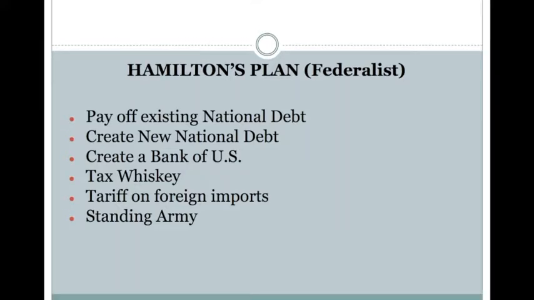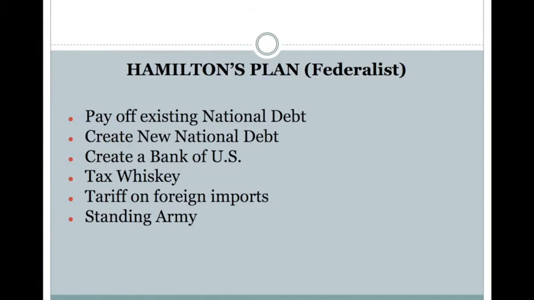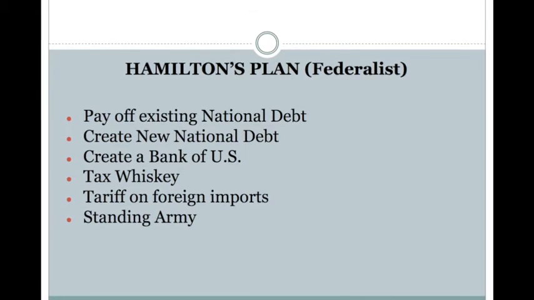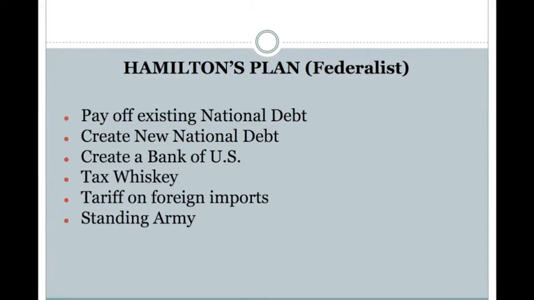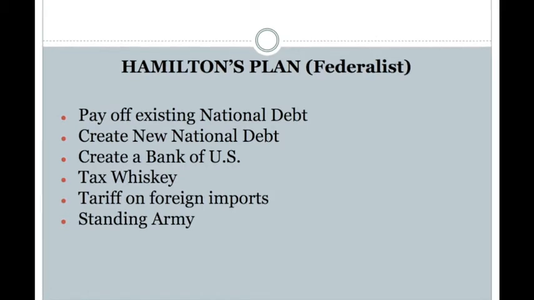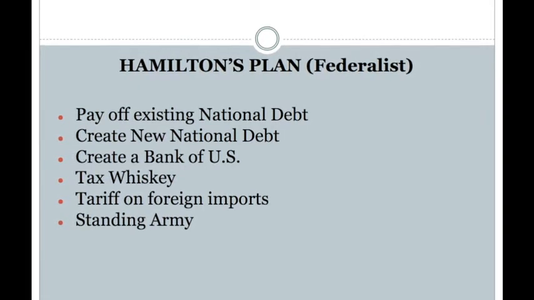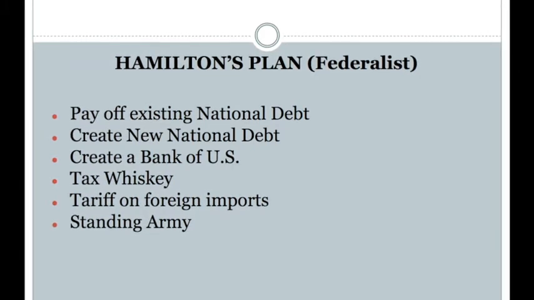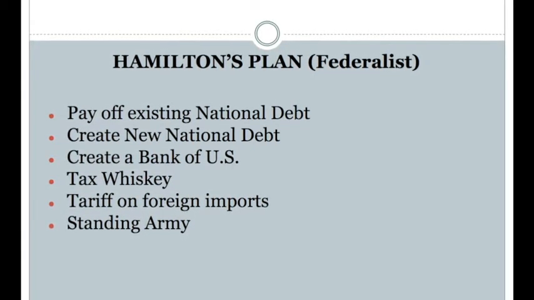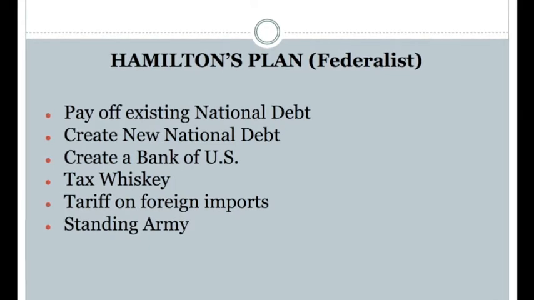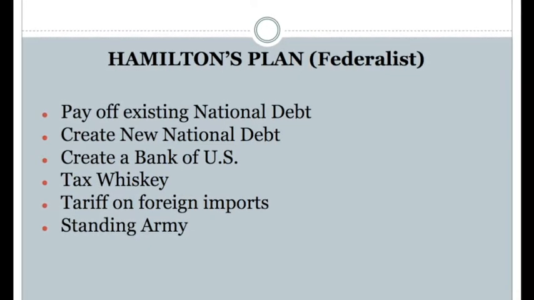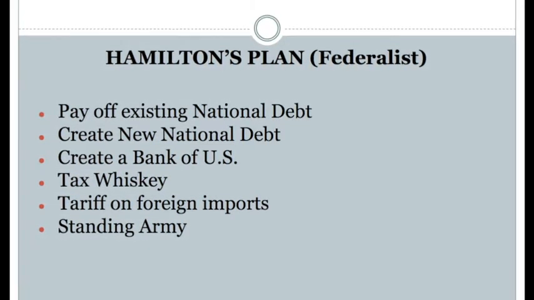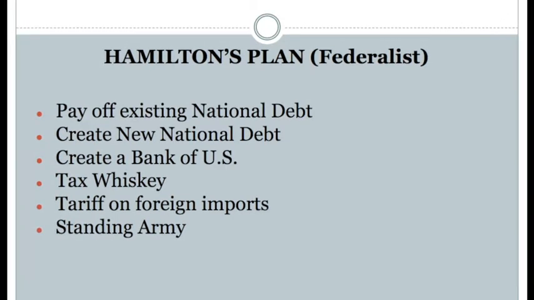He wanted to tax whiskey in order to raise revenue. He also wanted to implement a tariff. A tariff is basically a tax on imported foreign goods and government subsidies to encourage the development of factories, to make things at home instead of buying them abroad. He also wanted to create a standing army.